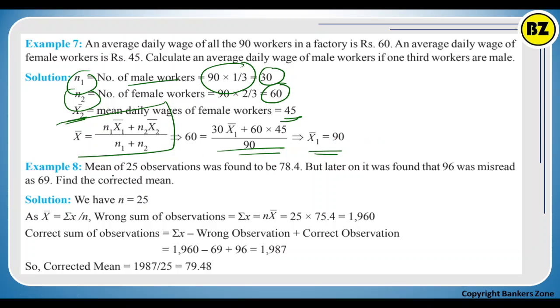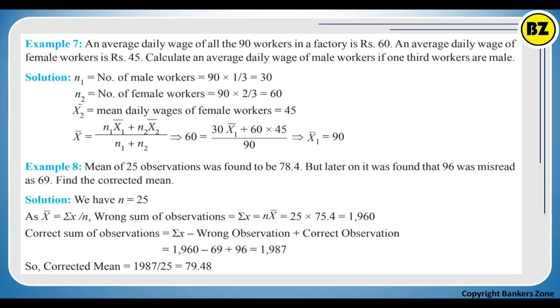Now next we'll discuss problem number 8. The mean of 25 observations is 78.4. Here there is a mistake in the transcript, you can rectify it. So what is the total value? 25 observations, average means mean, 78.4. So 25 and average 78.4 will give you total 1960.